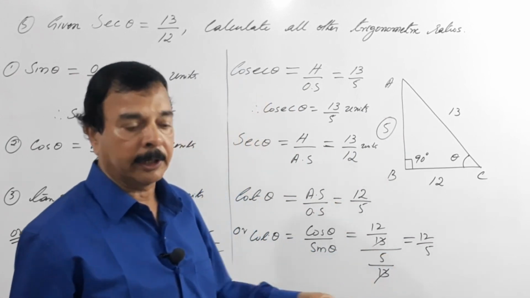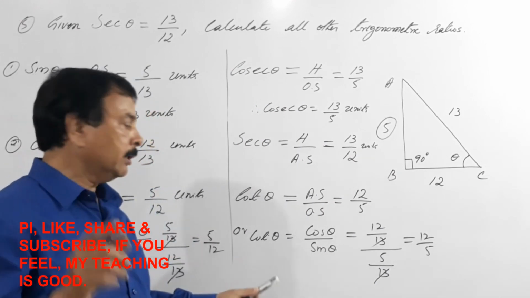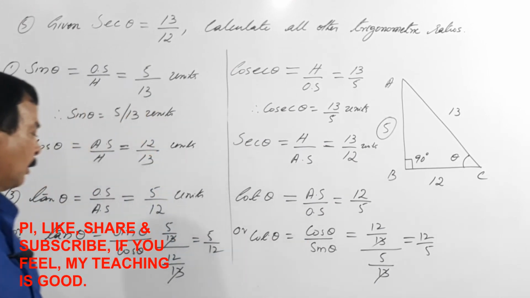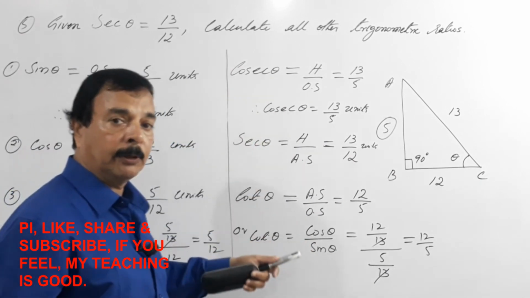So both the methods are right. Whichever method you want, you can follow. So remember this: cot theta is cos by sin and tan theta is sin by cos. They are reciprocals, and I taught you about reciprocals.